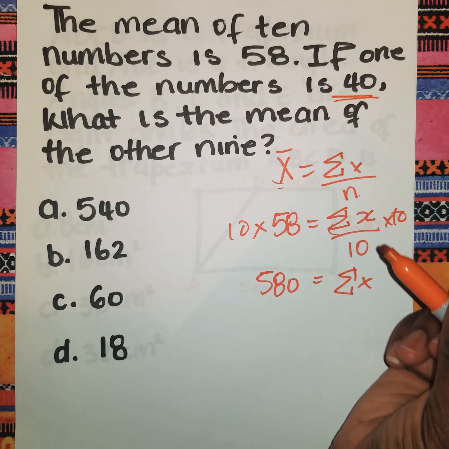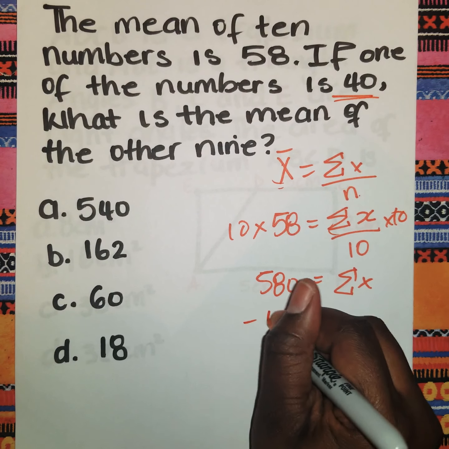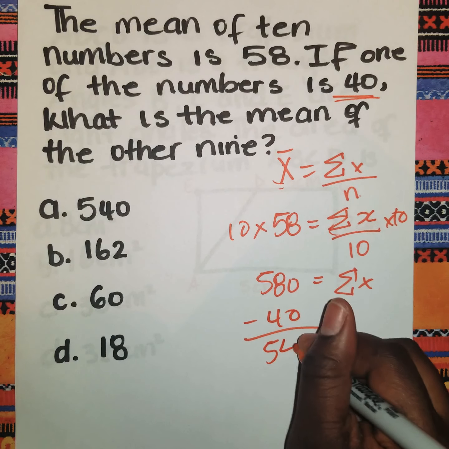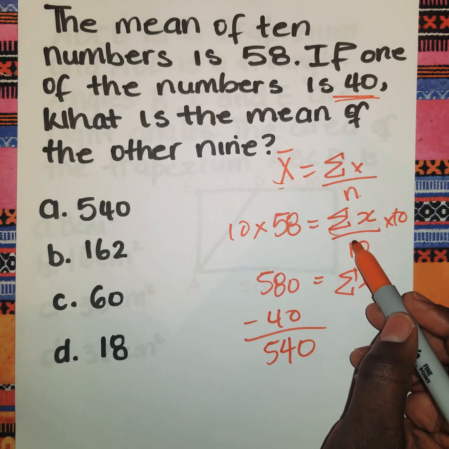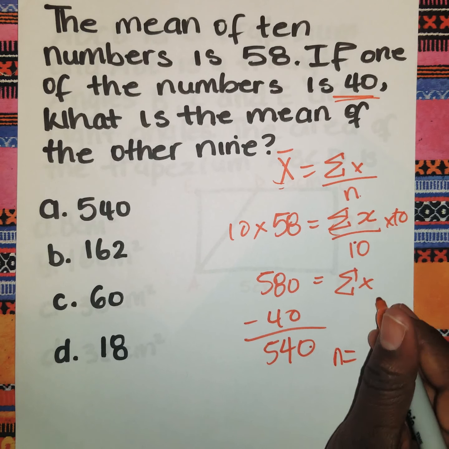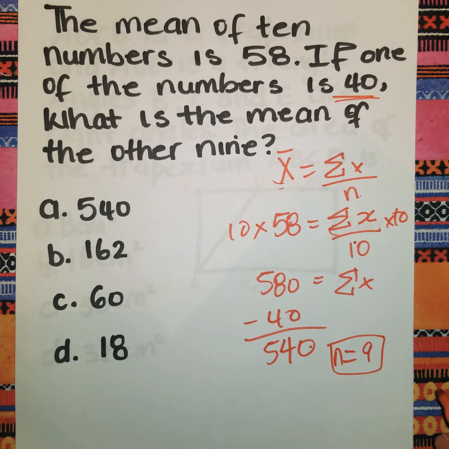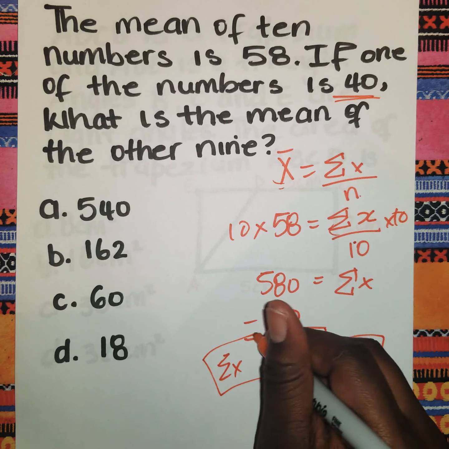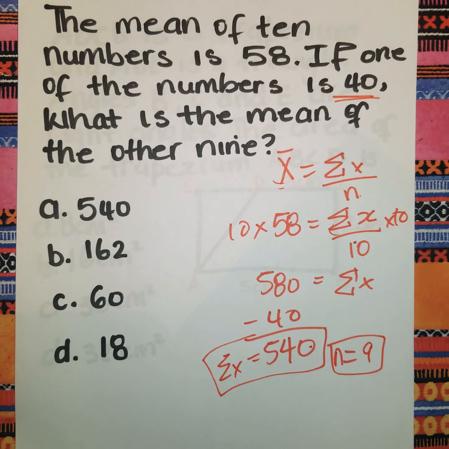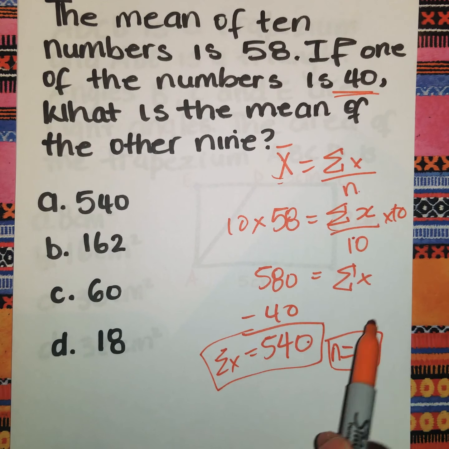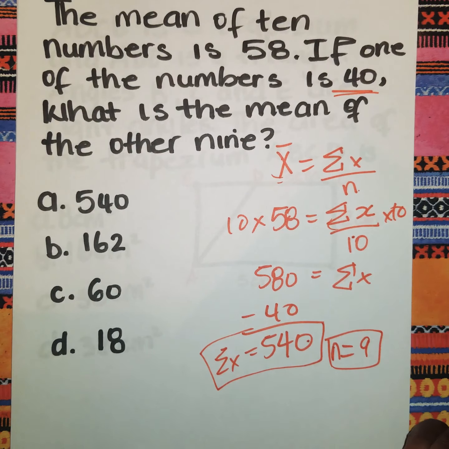So from 580 here, they say that if one number is taken out, so let's say the number is 40, we're going to have to subtract 40 from the sum. So this will give us 540. Remember, n was 10. If 1 is taken out, n is no longer 10. N is now equal to 9. And the sum of whatever is left is equal to 540. I'm trying to break this down in the simplest way I can.